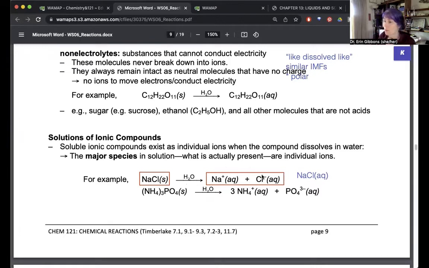Sodium phosphate, so that produces 2 ions. Sodium phosphate has that formula NH4 3. It's got 3 ammonium ions for every 1 phosphate. So that gives us 3 of those and 1 phosphate, total of 4 ions. So that's going to conduct even more easily.